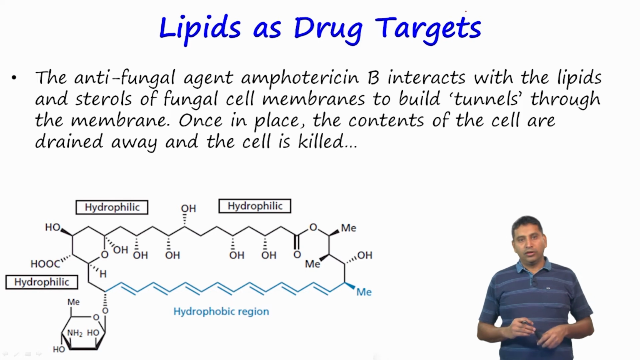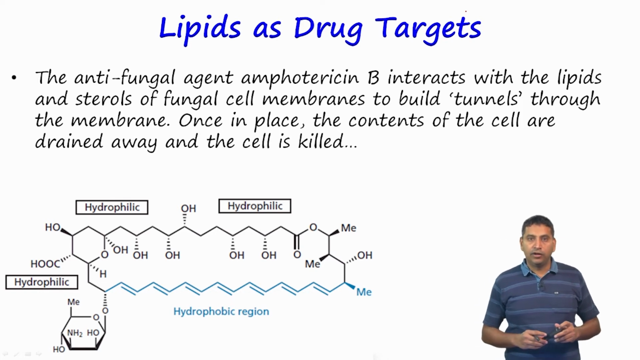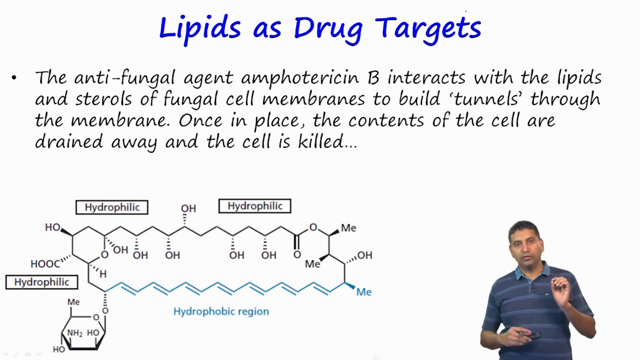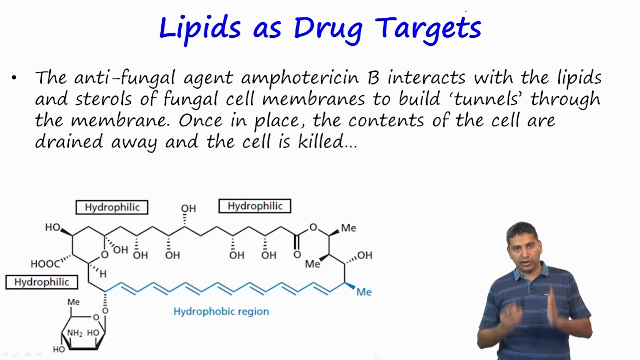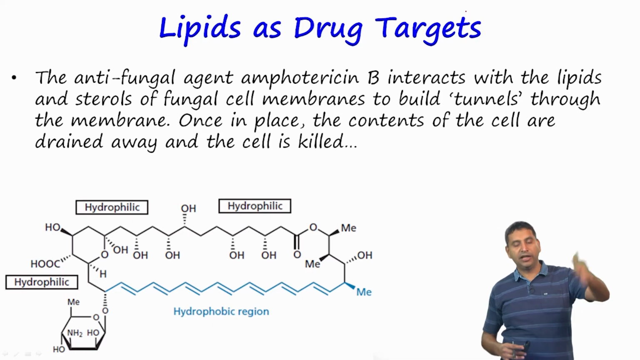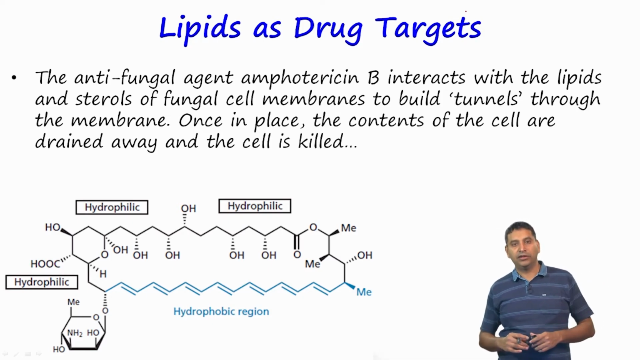Okay. So, the first example that we look at is the antifungal agent Amphotericin B. This is known to interact with lipids and sterols on the fungal cell membrane, and what it does is it helps in building tunnels. We will look at how the process happens, but once this tunnel is made, the contents of the cell are going to be drained away. There is going to be imbalance inside the cell, and the cell dies.